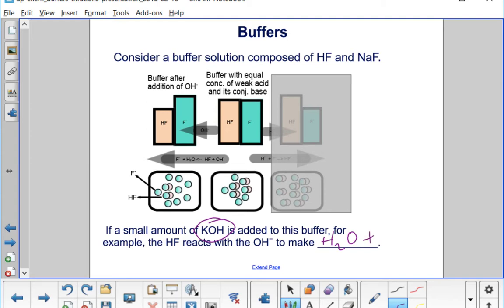So that's why if you look at the amount here of the F-, it has gone up, and the amount of the HF has gone down, because the HF reacts with the hydroxide ion to make water and F-, as demonstrated by the reaction here.